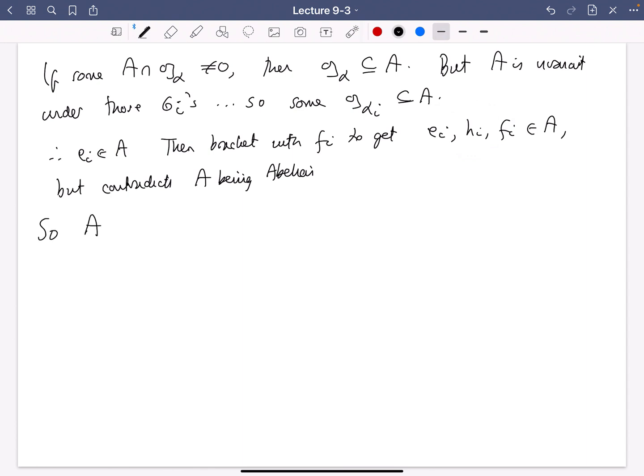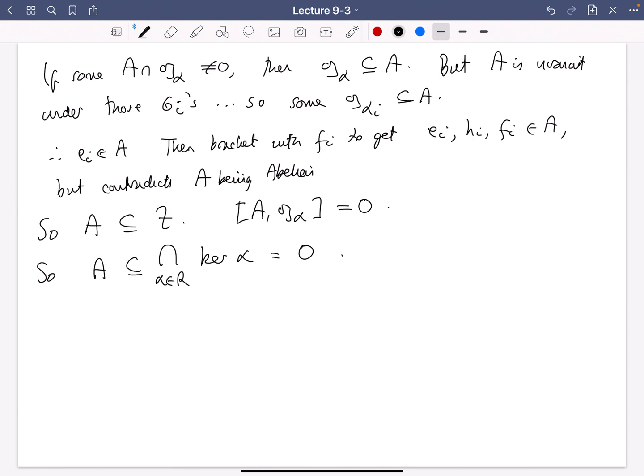Okay, so this shows that A actually lies inside the torus. Also, because you could bracket A with G alpha, that has to be 0, otherwise you'd get some G alpha in there. So this shows that A doesn't just lie in T, it lies in the kernel of alpha. In fact, the intersection of those over all roots, but that's just 0. Okay, so that's checked that G is a semi-simple Lie algebra.